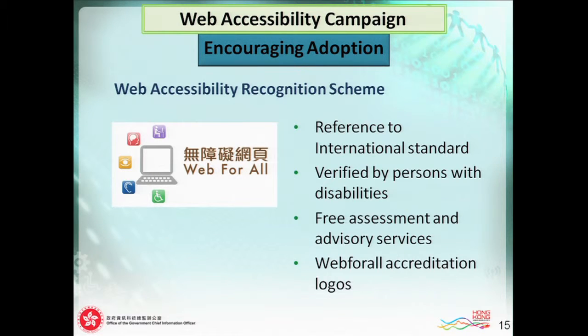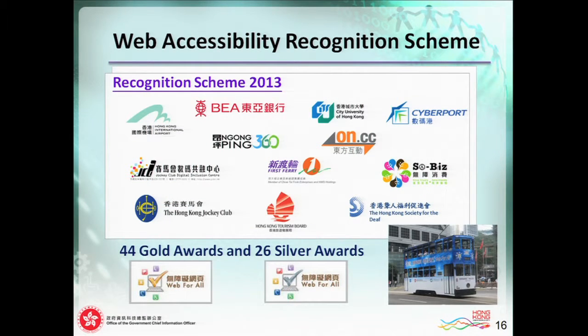And we do the assessment and invite persons with disabilities to verify the accessibility. And finally, we have an awards presentation ceremony and grant them the right to use our accreditation logo, just like this logo, on their webpage. And these are some of the first year awardees. We have granted a total of 70 gold and silver awards to organizations. We have a university, a bank, an online newspaper, and the Hong Kong airport and some NGOs.